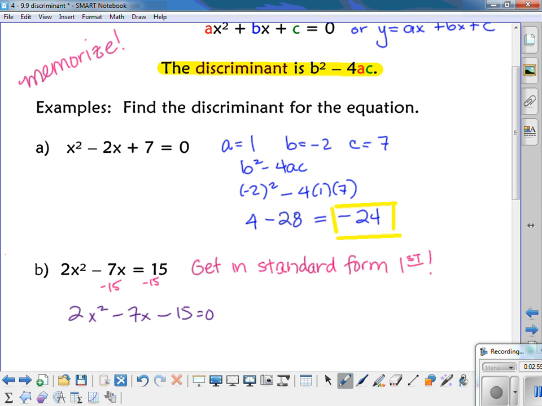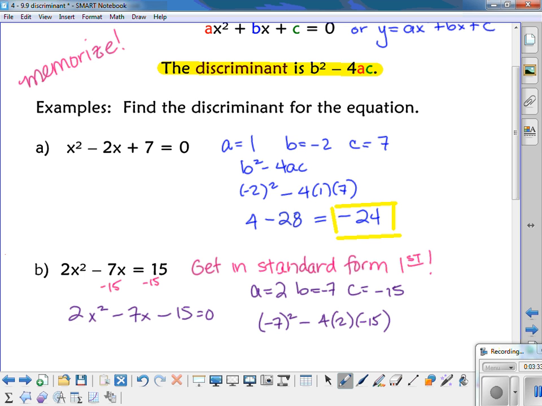So figuring out what A, B, and C are. Alexandra, what's A going to be? Just what's A? Okay. And Farah, what's B? Yep. Adon, what's C? That's right. Okay, so I plug that in, b squared rather, so -7 squared minus 4 times A times C.